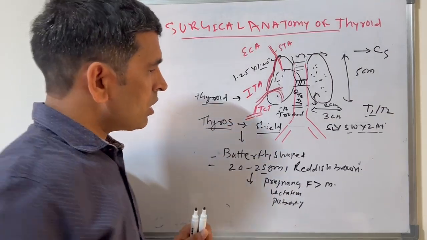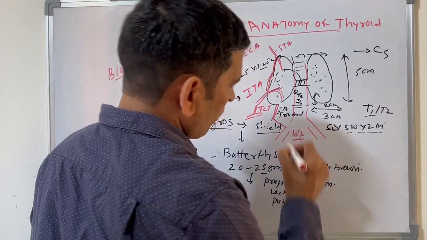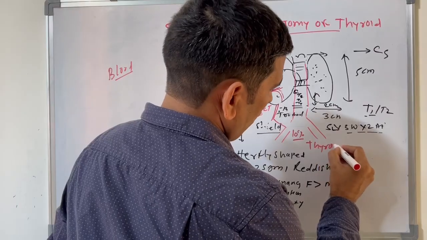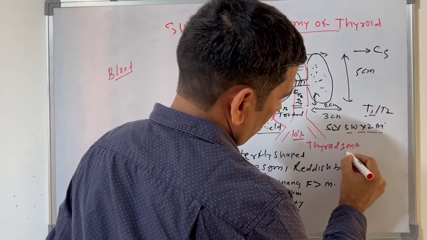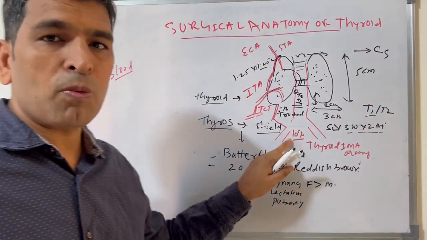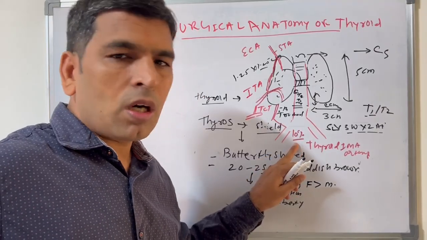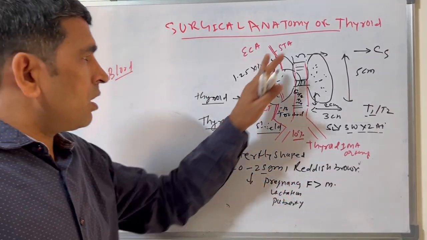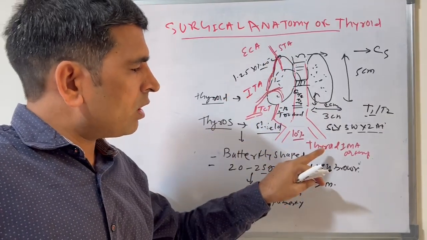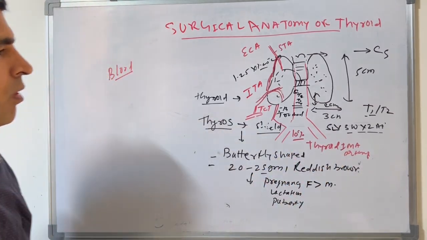Another artery coming from below, present in 10% of cases, is called the thyroidea ima artery. It comes directly from the brachiocephalic artery or aortic arch. So mainly two arteries: the superior thyroid artery and the inferior thyroid artery. In 10% of cases, the thyroidea ima artery is also present.